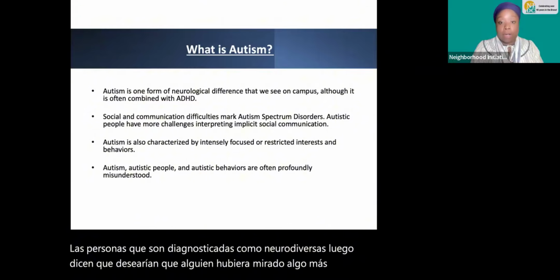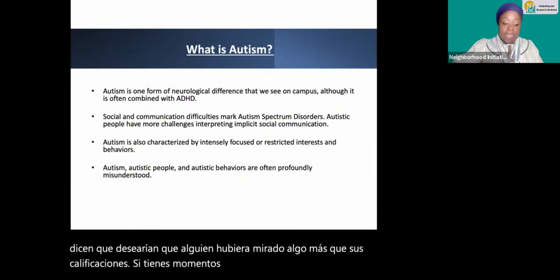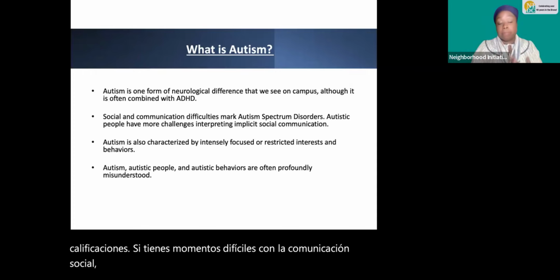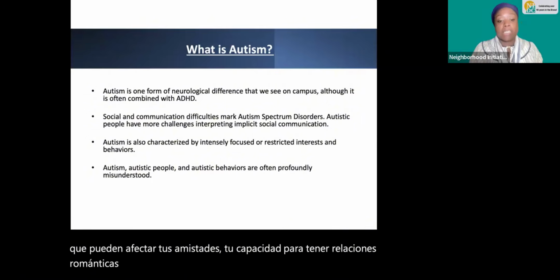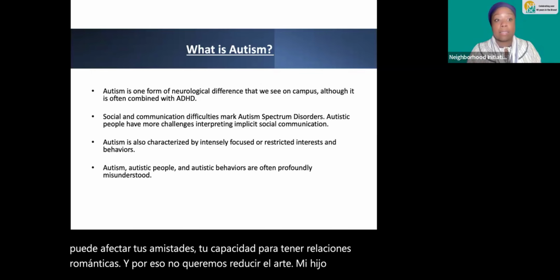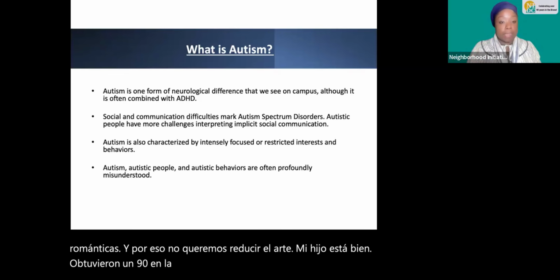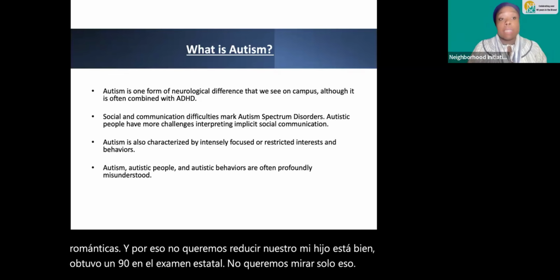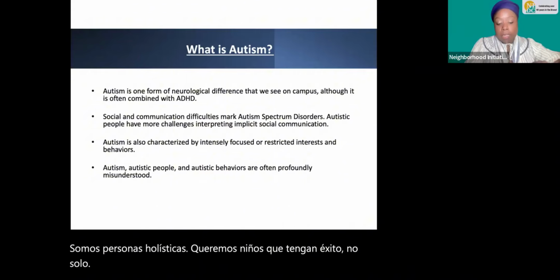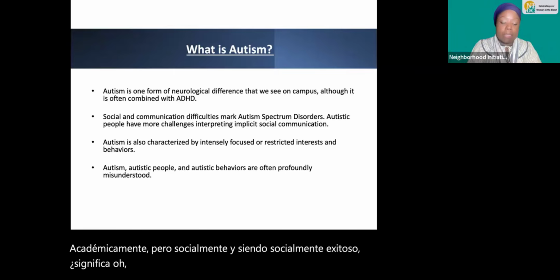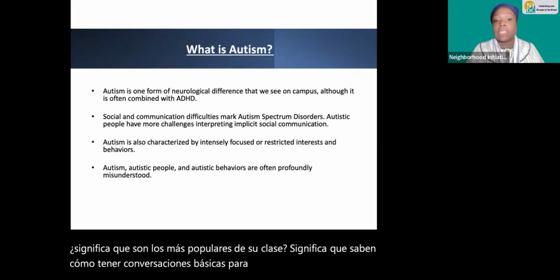If you have hard times with social communication, that can impact your friendships, your ability to have romantic relationships. And so we don't want to boil down my child is okay, they got a 90 on the state test. We don't want to only look at that. We are holistic people. We want children that are successful, not just academically, but socially. And being socially successful doesn't mean, oh, they're the most popular in their class. It means they know how to, for their age, have basic conversations or basic interactions.